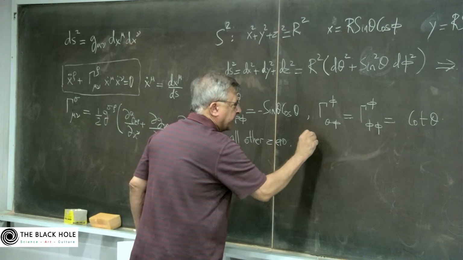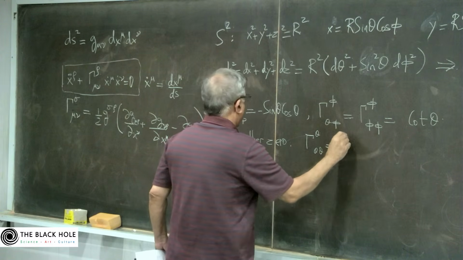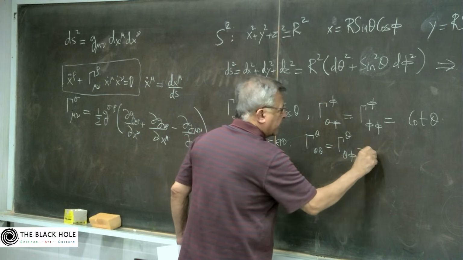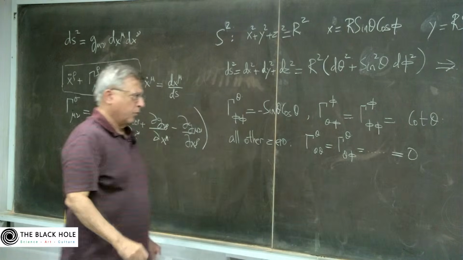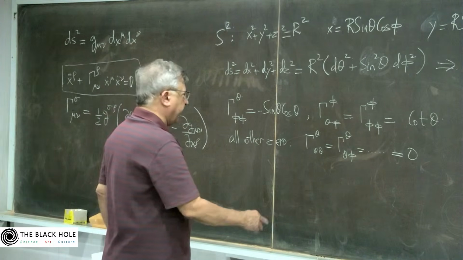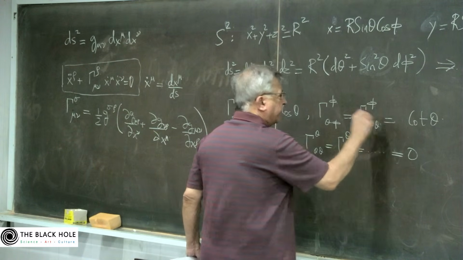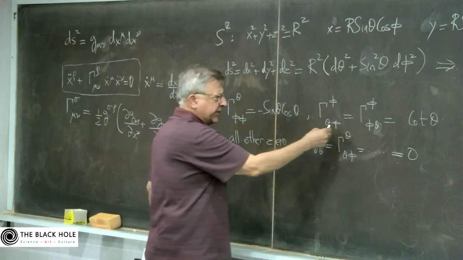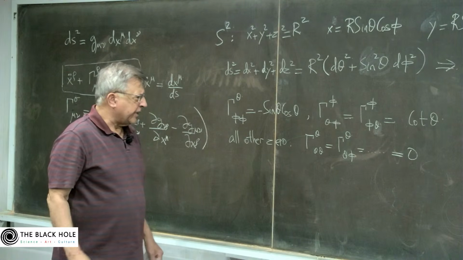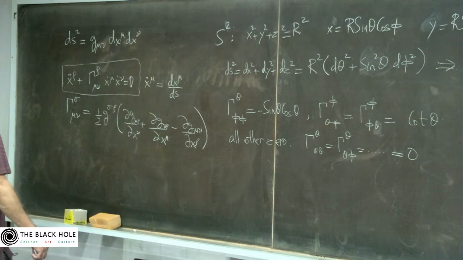So let's say gamma theta theta phi equals, all the others will be 0. No, phi theta, phi theta. Yeah. Theta phi is the same as phi theta, but all the others are 0. So let's see if we can spot this easily.